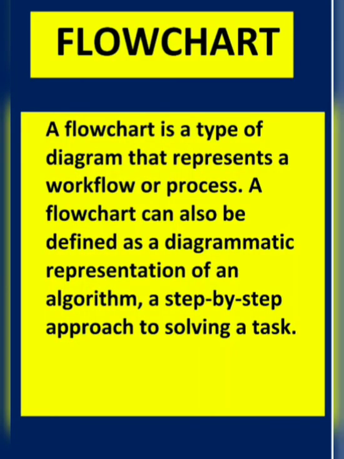A flowchart is a type of diagram that represents a workflow or process. Or you can say that a flowchart is a diagrammatic representation of an algorithm, or a pictorial representation of an algorithm, or a graphical representation of an algorithm. In a flowchart, geometrical shapes or symbols are used to represent the operations, and their order is shown by connecting them with arrows. So let us discuss some symbols of a flowchart.